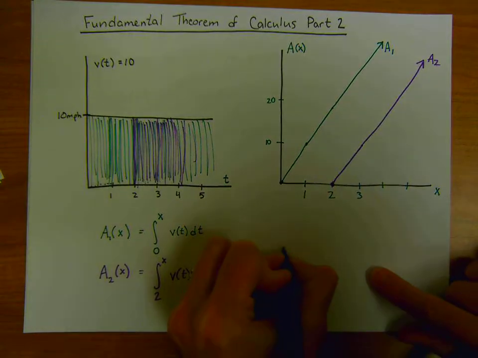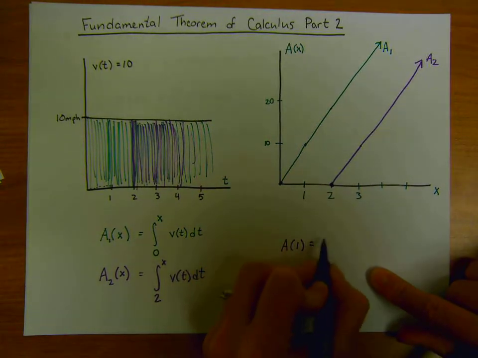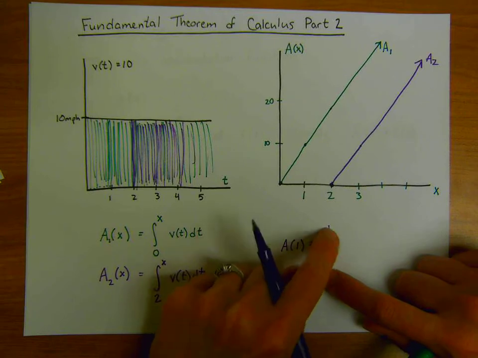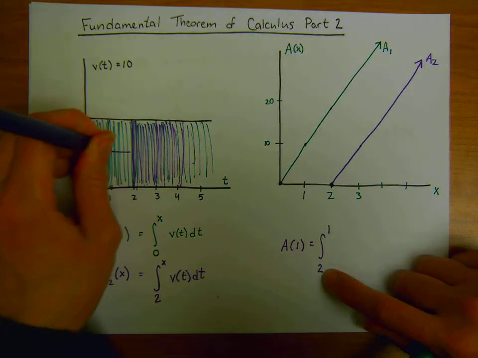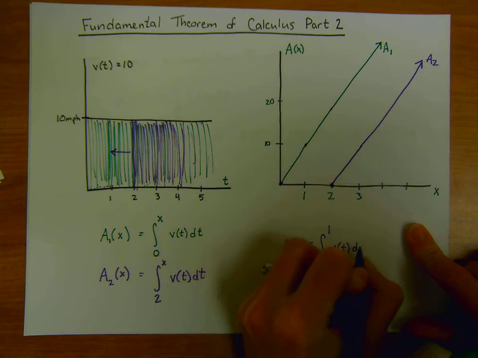I'm going to look at this one point in particular. A of 1 is defined to be the integral from 2 to 1. So it's sort of a backwards integral, right? Usually we go from left to right. I'm moving from right to left, backwards, of v of t dt.